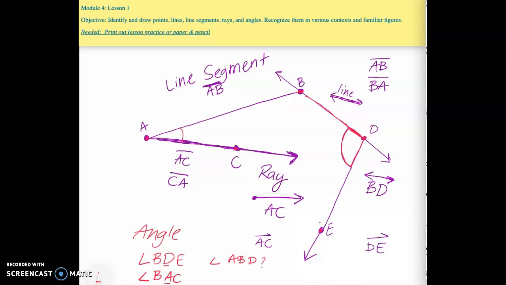Yep, that would be right here. Angle ABD is right there. Do you see any more angles? No. This technically is not really an angle because I don't have a point over here.